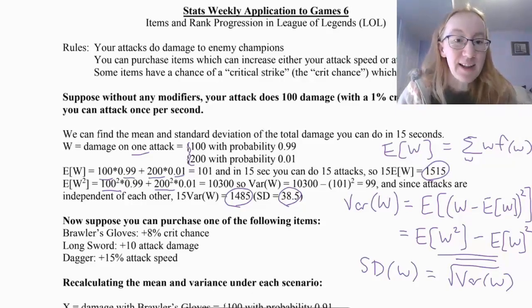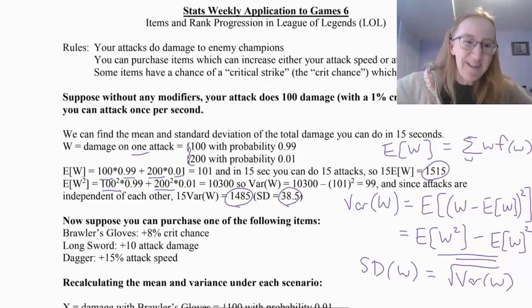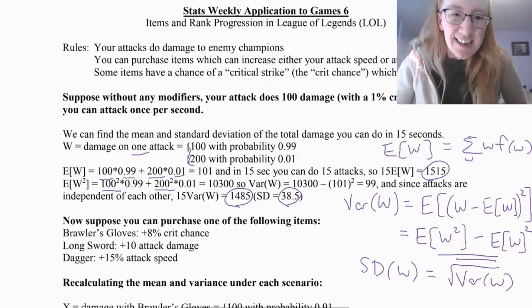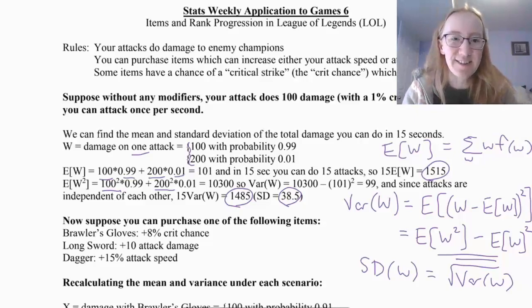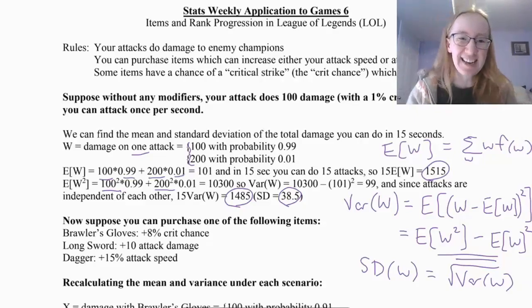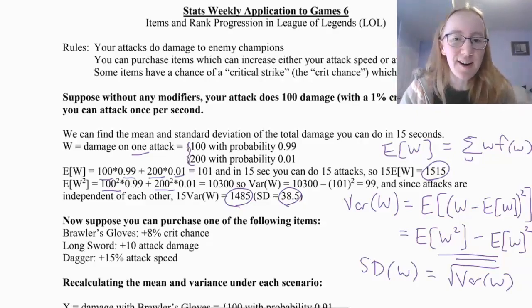All right, so that's kind of the big bare bones version of mean and variance. If you haven't watched any of the week 6 videos, you probably should do that, but that gives you just an idea of what mean and variance are. But now we can imagine that we're going to modify this attack. Like this was our basic attack without any modifiers or any particular items or anything.